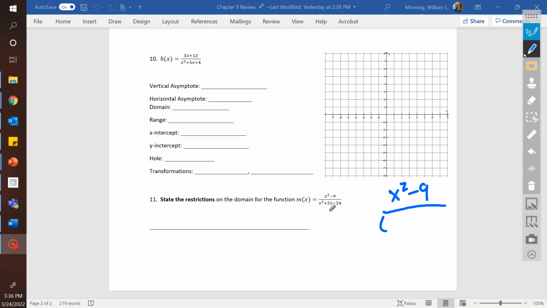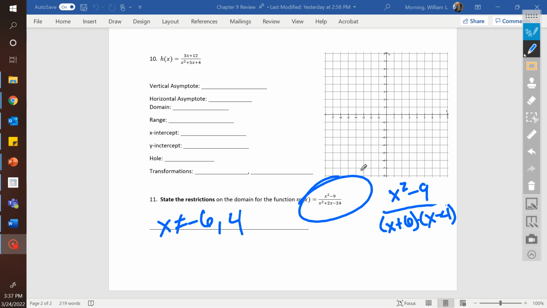So x squared plus 2x minus 24 factors into x plus 6 and also x minus 4. Which means that the restrictions for the domain are that x cannot be equal to -6 and x can't be equal to 4, because that makes the denominator equal to 0, which makes the function undefined, which is not allowed. So these are the restricted values of the domain. We're not allowed to use those for our x value.